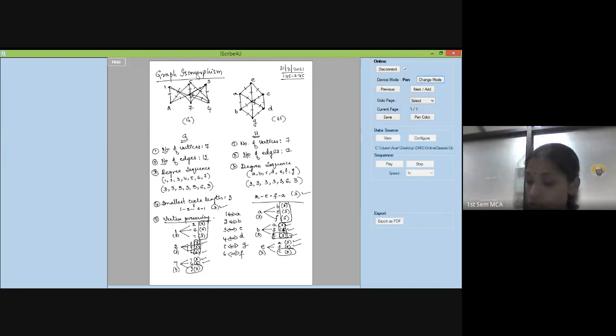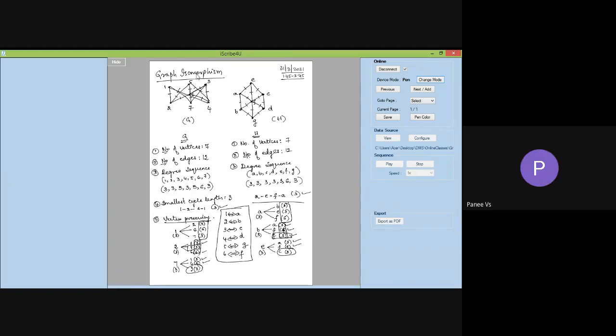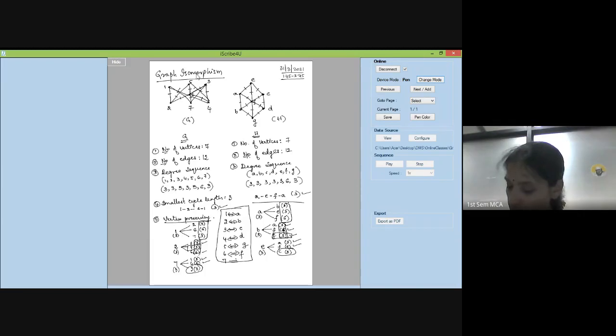Any doubts? So this is our vertex preserving, where every vertex of graph G is mapped to a particular vertex of graph H. Is this clear? Yes, ma'am. There are 7 vertices, ma'am. Oh, is it? Then 7 can be mapped to E. Right. 7 is mapped to E. All right.